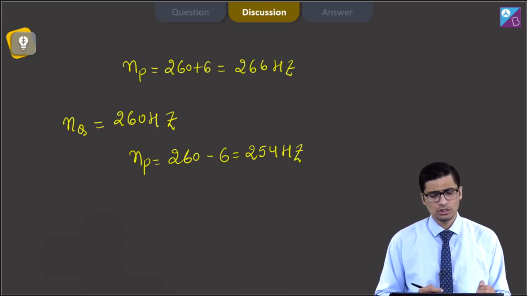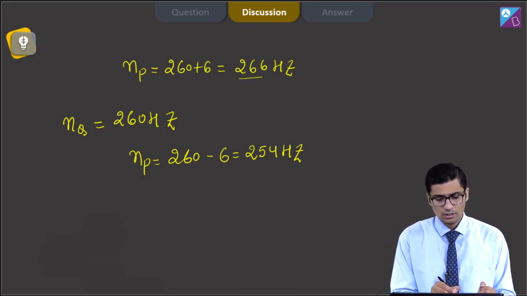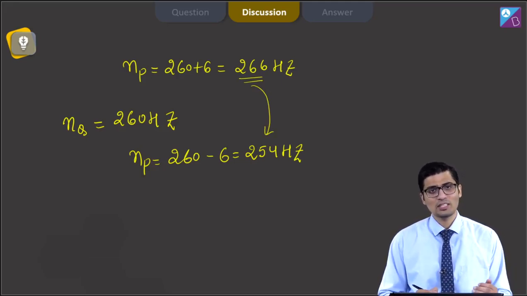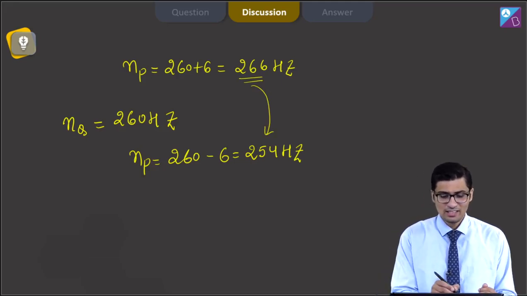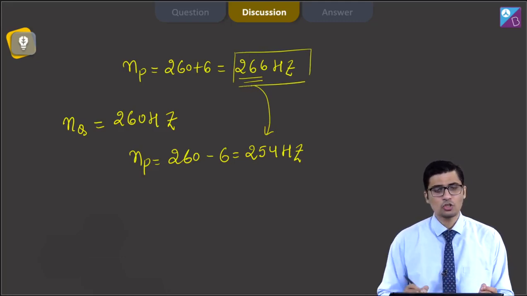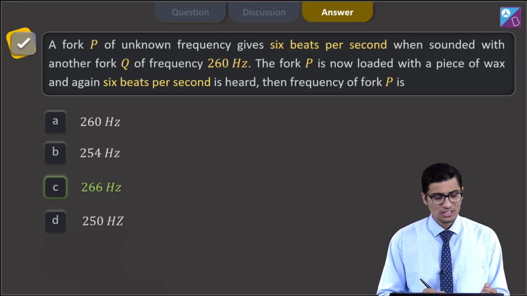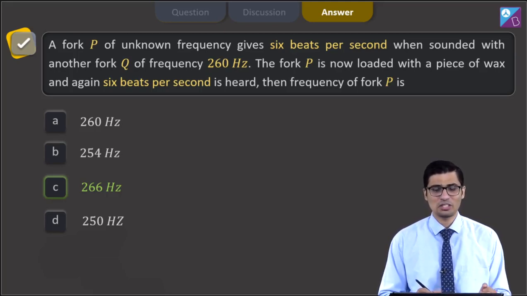Therefore, the only possible situation is that on waxing, the frequency reduces from 266 to 254 Hz, keeping the beat frequency same, that is 6. And hence, the original frequency of fork P should be 266 Hz only. Therefore, for this question, the correct answer is option C, that is 266 Hz. Now let us move to the next question.